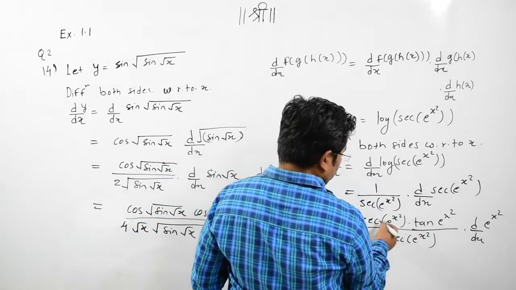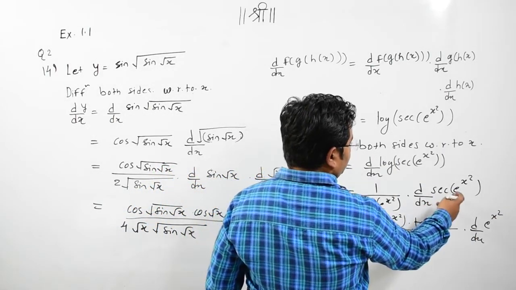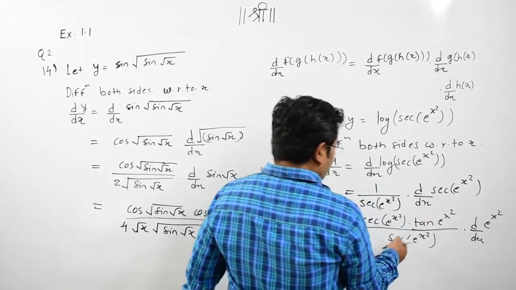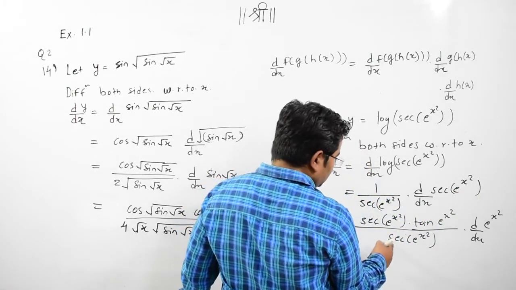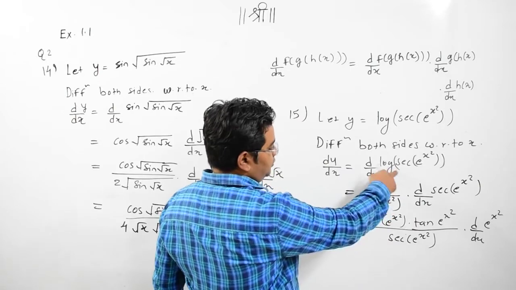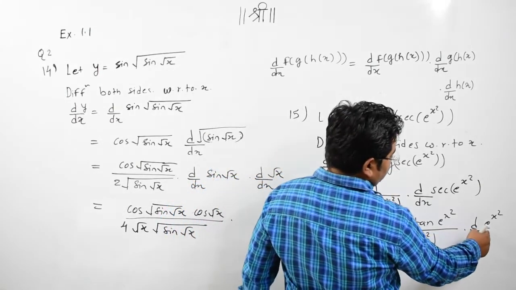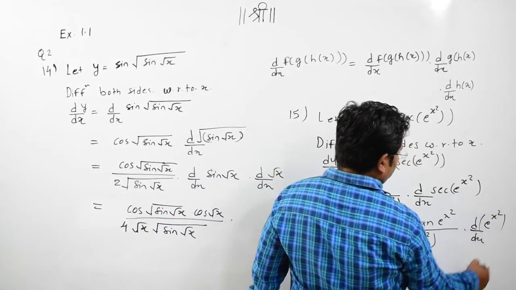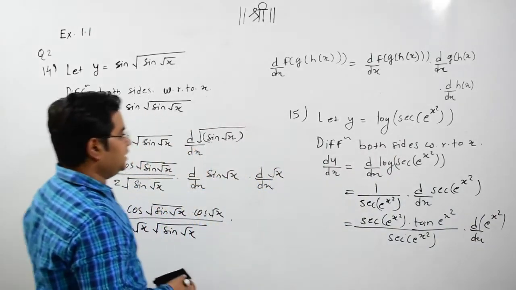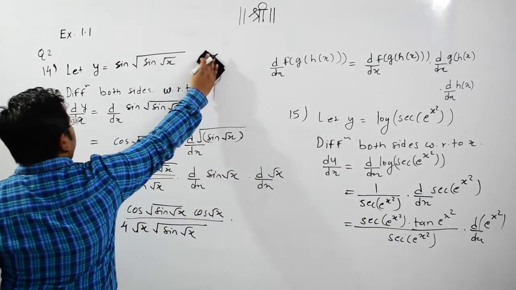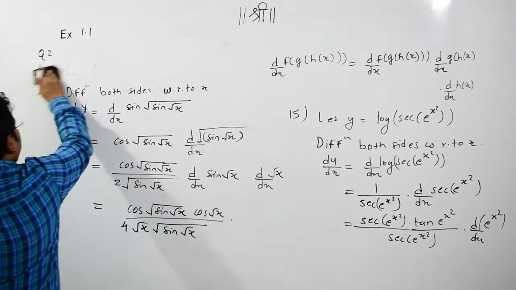So the numerator is nothing but the derivative of sec(e^(x²)), and the denominator is what we got from the derivative of the log. Again we need to differentiate e^(x²). Quite outstanding. Next step, here we need to introduce it, so I will erase this step over here.